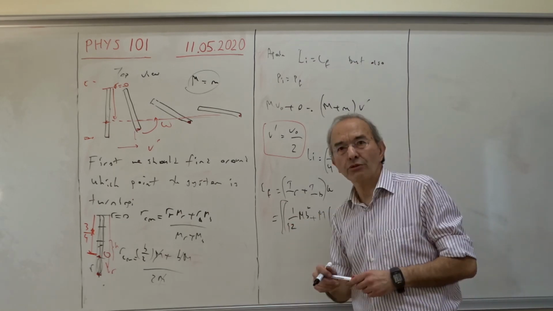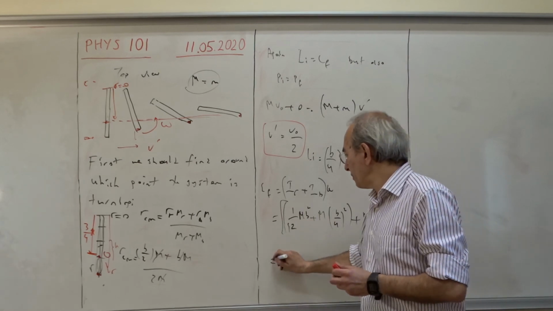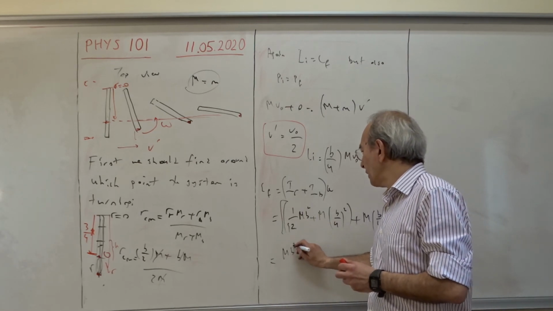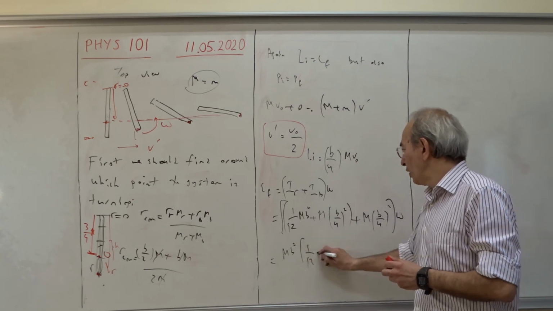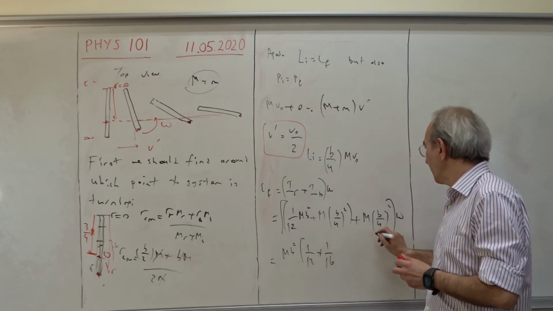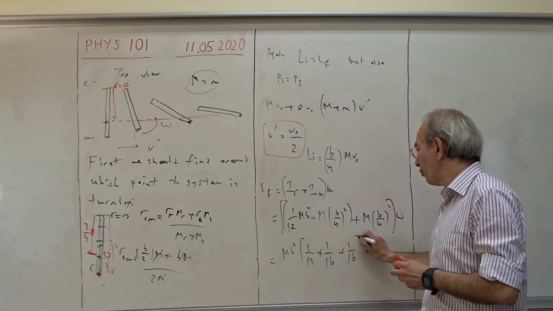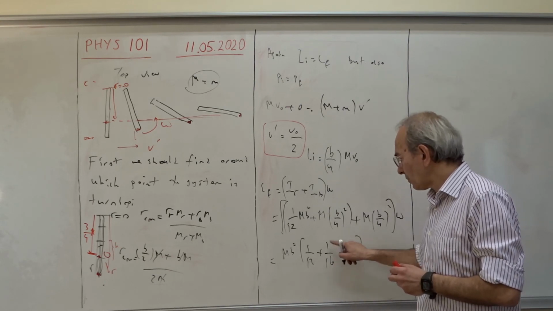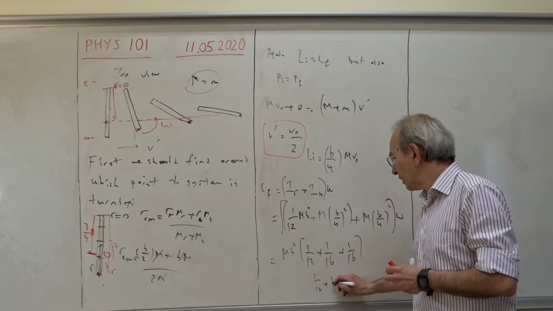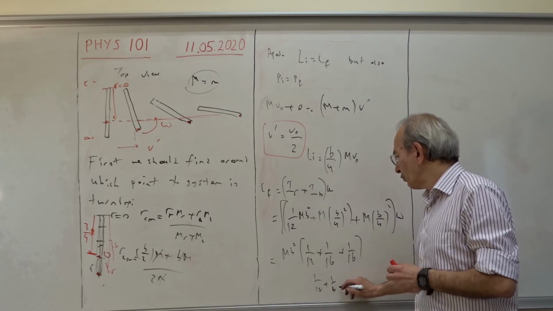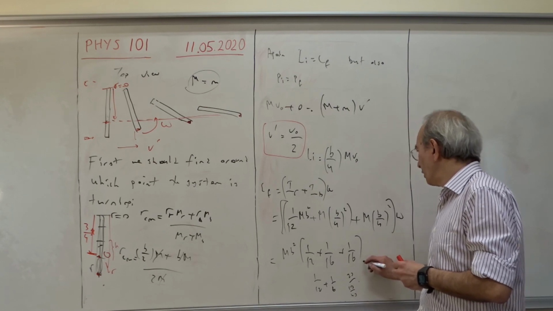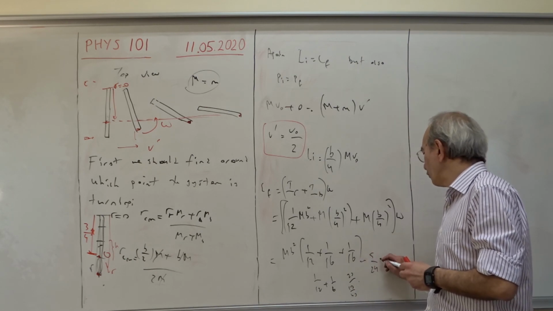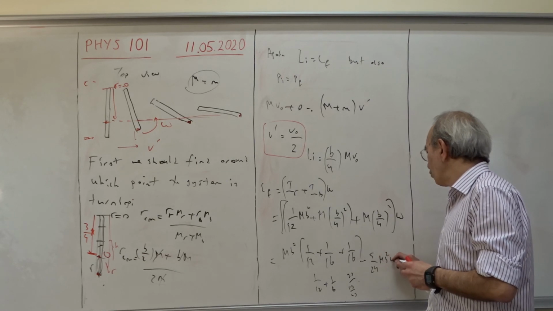The rest is simple calculations. b squared can be taken out, m can be taken out, multiplied by 1 over 12 from the first, 1 over 16 from the second, 1 over 16 from the third. So it is 1 over 8. 1 over 12 plus 1 over 8 is 20 over 96, 10 over 48, 5 over 24. So it is 5 over 24 m b squared omega.